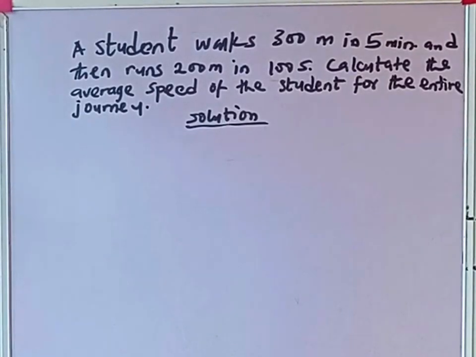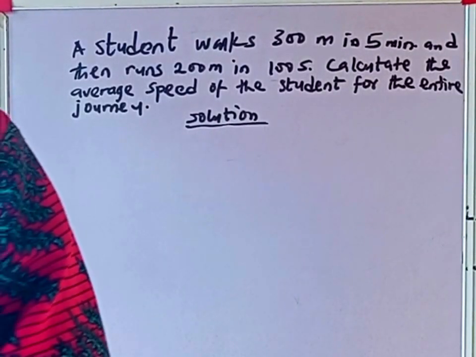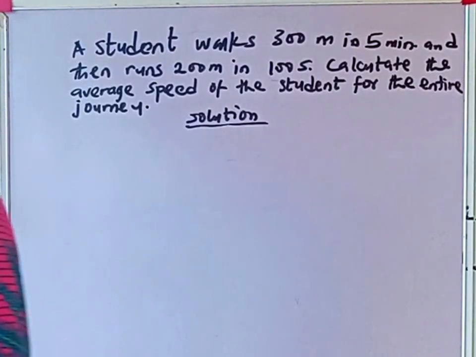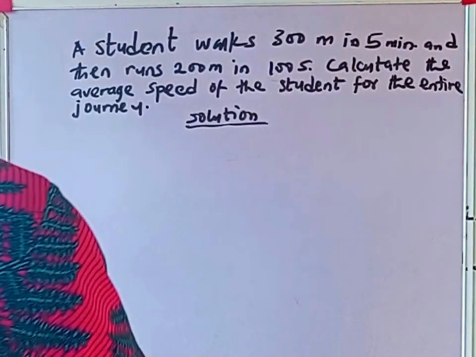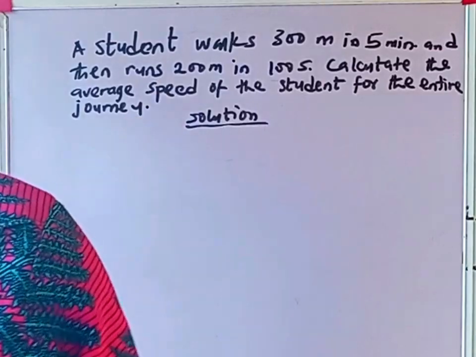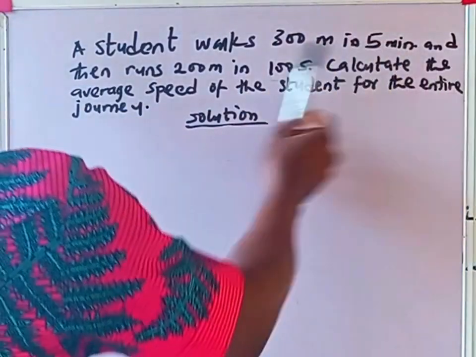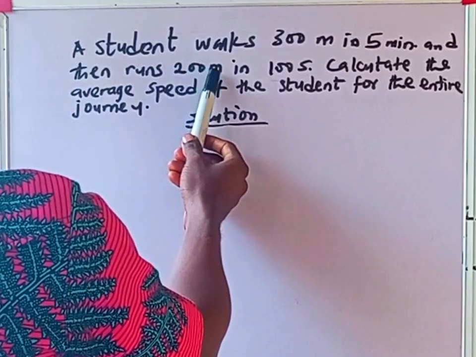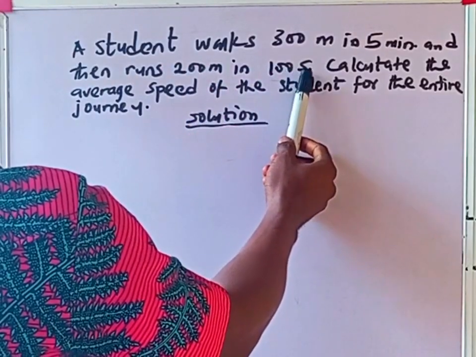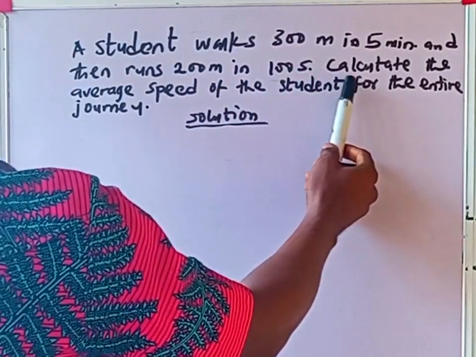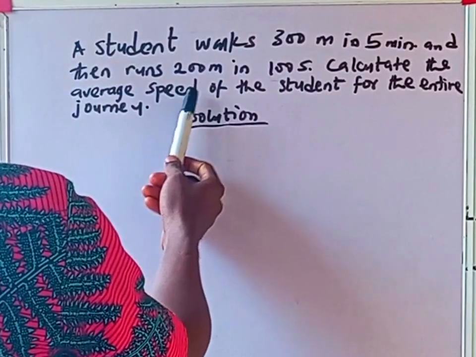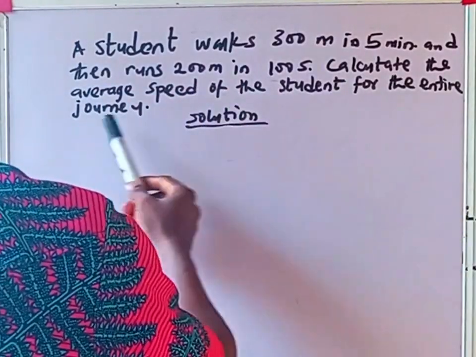Alright guys, I want to teach us a question on physics. It's a calculation in physics. This calculation is on average speed, alright? It says a student walks 300 meters in 5 minutes, alright? And then runs 200 meters in 100 seconds. Calculate the average speed of the student for the entire journey.